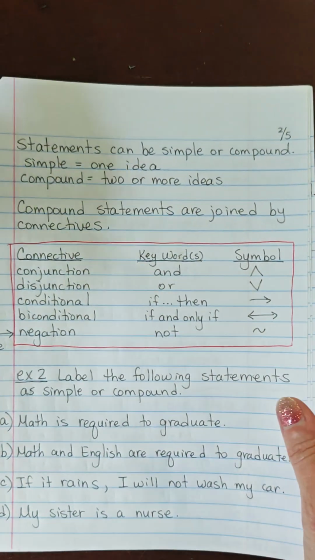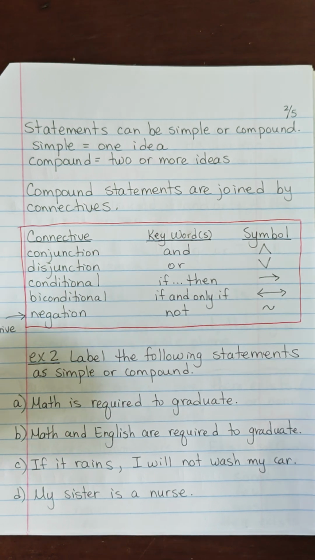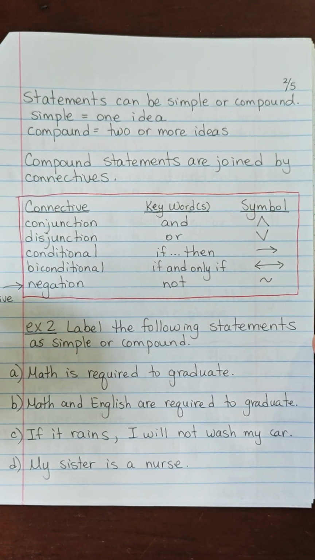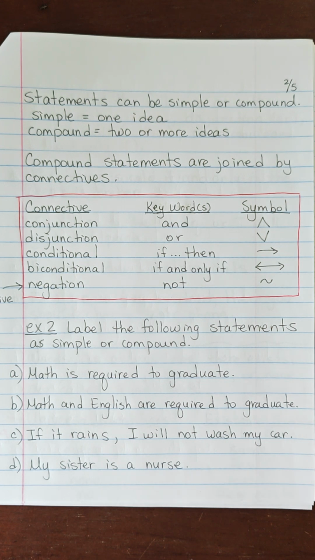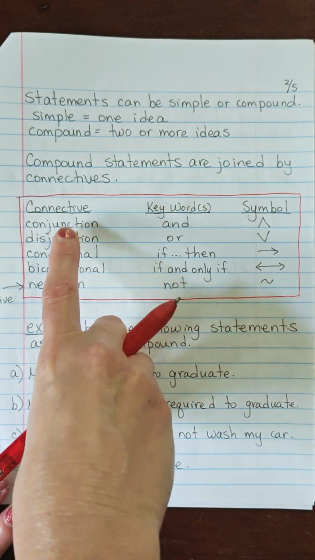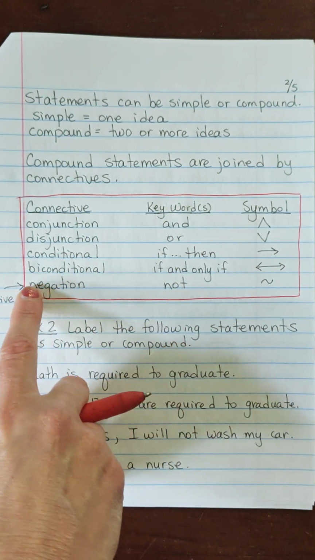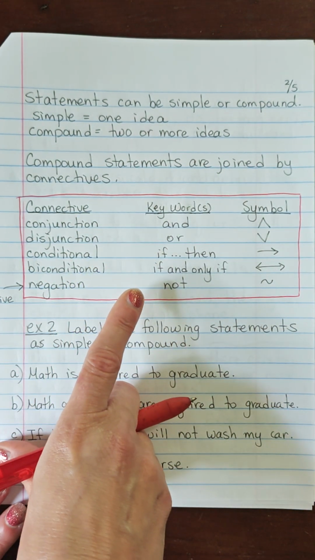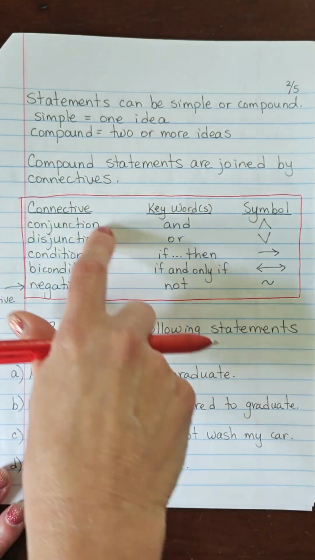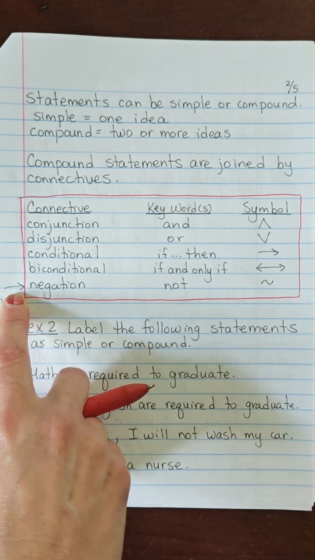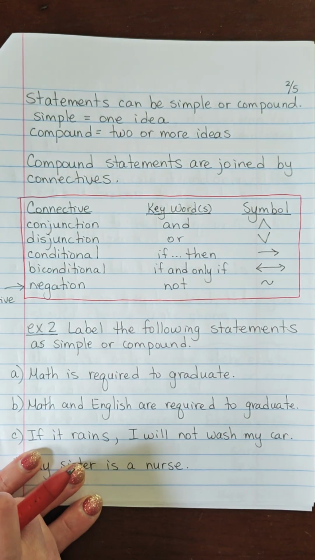Okay, statements can be simple or compound. So a simple statement expresses one idea. A compound statement expresses two or more ideas. Compound statements are joined by things called connectives. So we have this list of connectives here, and I went ahead and threw in negation, even though it's not technically a connective. It just is going to go in this list just so all of your definitions and symbols and stuff are all in the same place.